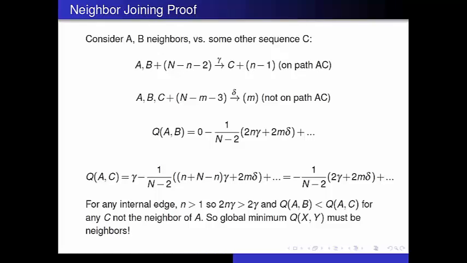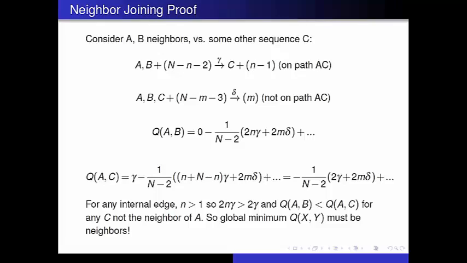Delta is not on the path from A to C, so it doesn't contribute to the distance from A to C. Okay, now I have to consider my U terms for U of A and U of C. Well, the situation for A is more or less the same as it was before. I'm going across edge gamma, little n times. So there's my little n times gamma.